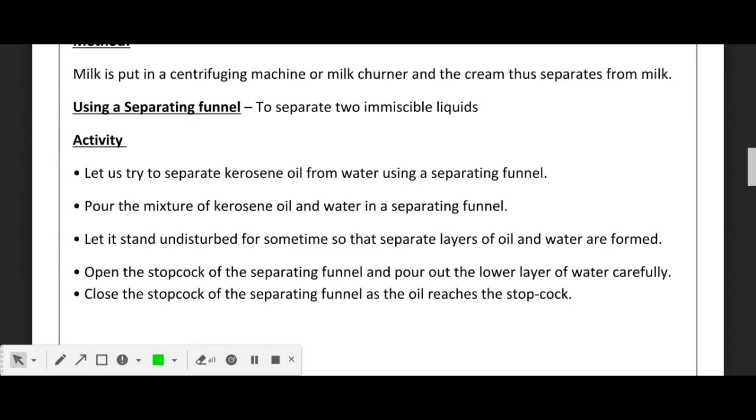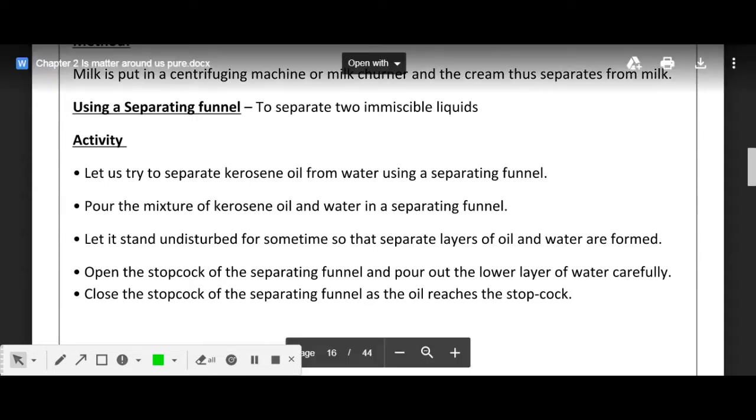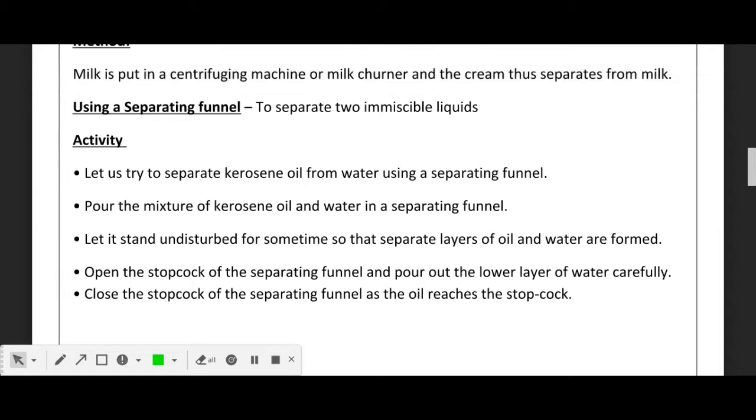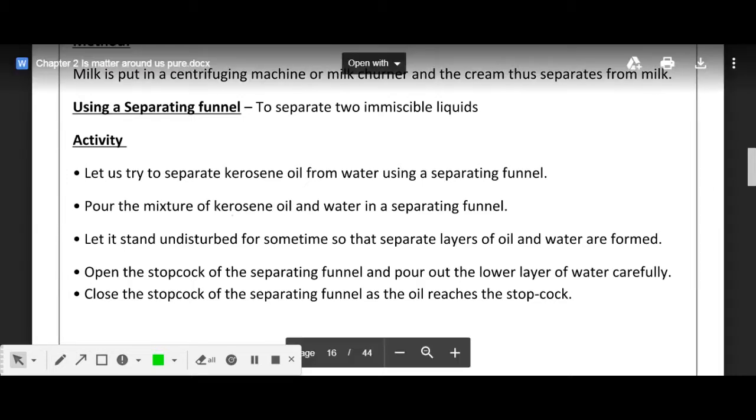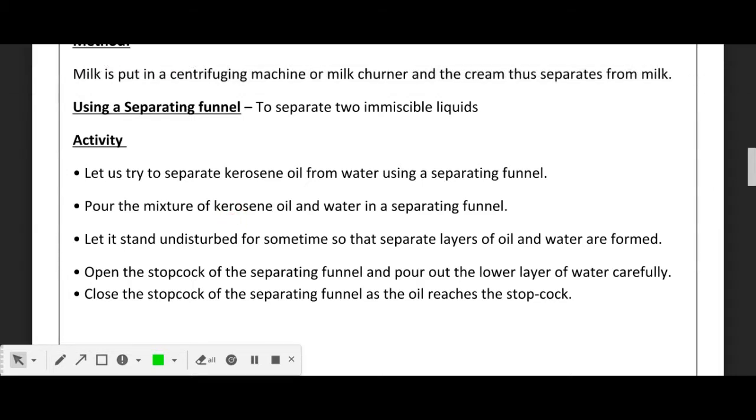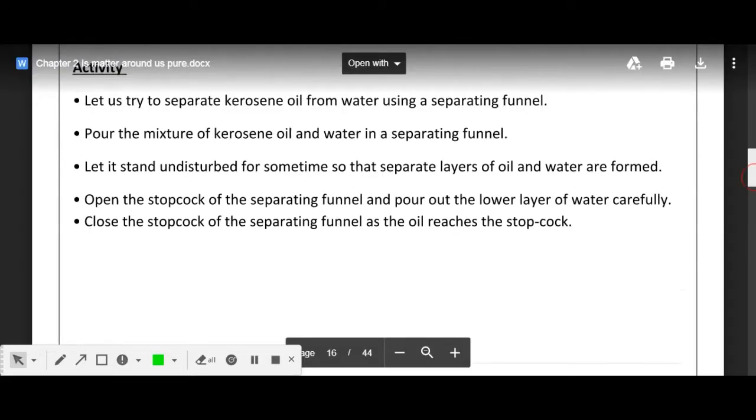So let's start with our first topic, that is the separating funnel, for two immiscible liquids. Let's take an example of oil. We will perform an activity regarding oil and water. Let us try to separate kerosene oil and water using a separating funnel. Pour the mixture of kerosene oil and water in the separating funnel and let it stand undisturbed for some time so that separate layers of oil and water are formed.